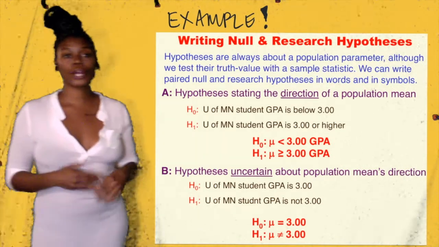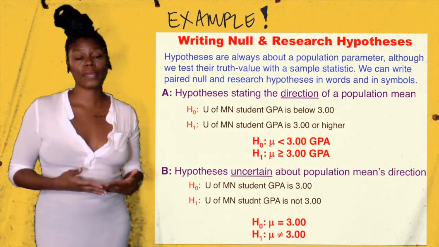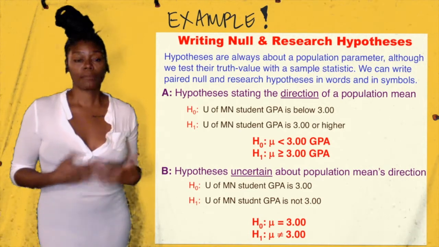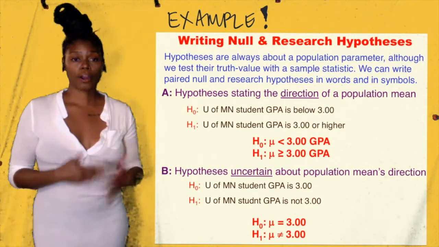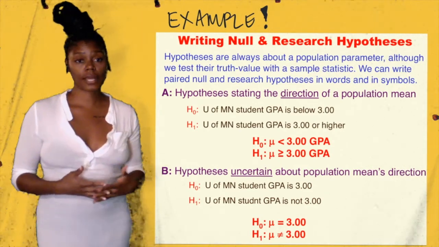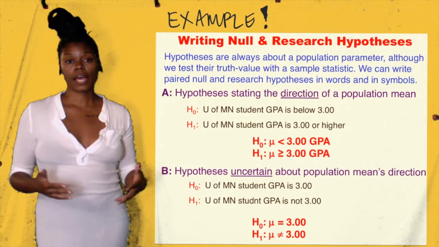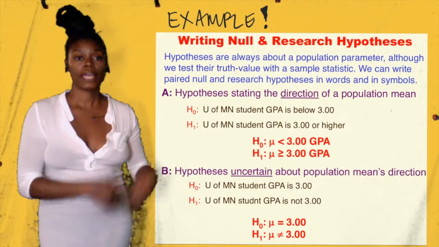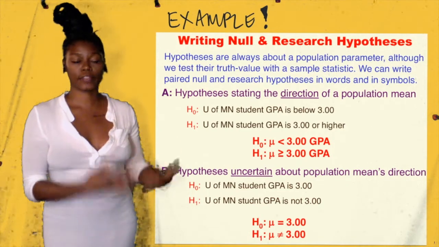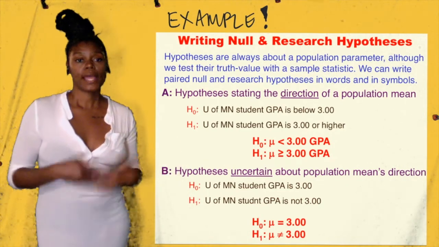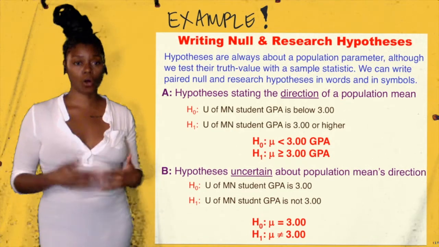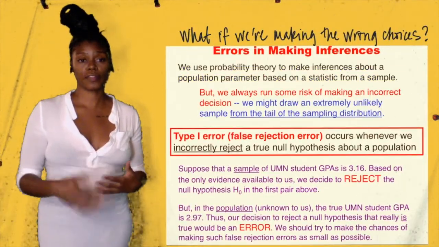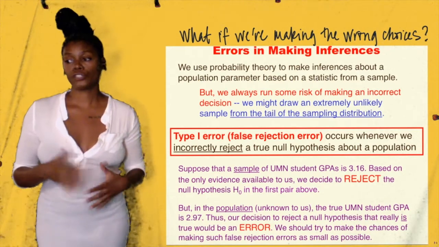Okay, what if we're making the wrong choice? That's something that we have to consider as social scientists. So in particular, as a part of the hypothesis testing process, we're trying to understand the probability of a type 1 error, incorrectly rejecting the null hypothesis. And remember, in hypothesis testing, our goal is to be able to reject the null hypothesis, the thing that we do not believe to be true.